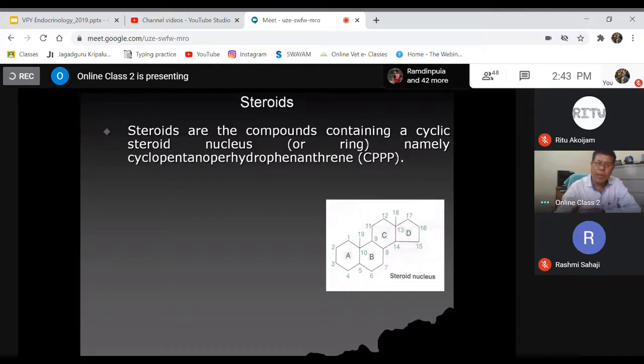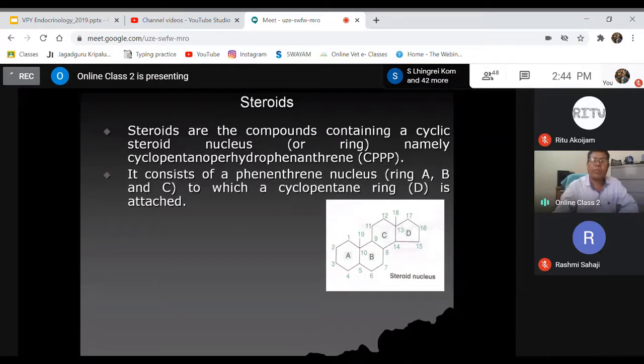So steroids are those compounds which contain a cyclic ring nucleus called the cyclopentanoperhydrophenanthrene ring, in short CPPP. Any compound which contains this steroid nucleus is classified as a steroid. It consists of a phenanthrene nucleus, that is the rings A, B, and C, to which a cyclopentano ring, that is ring D, is attached.